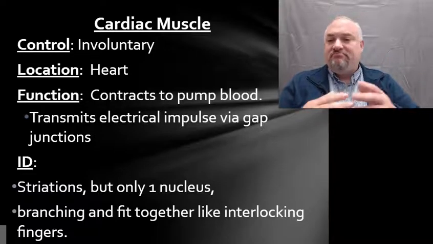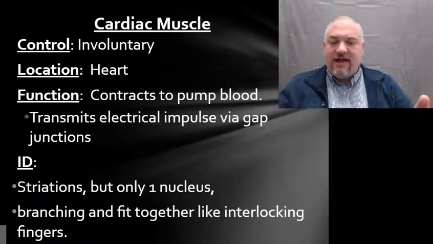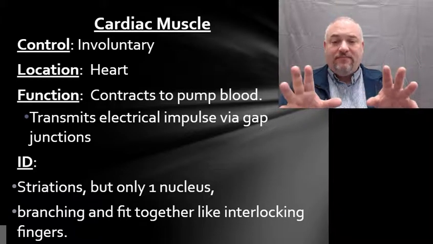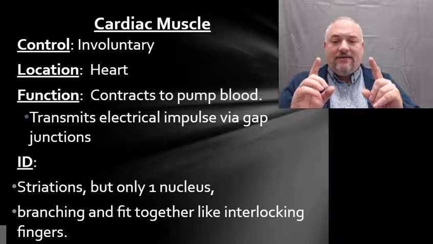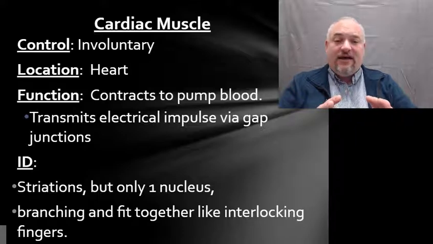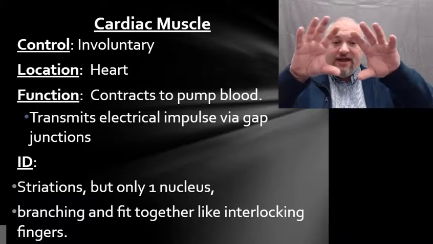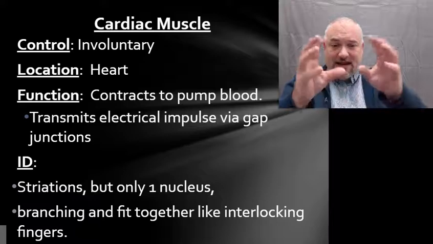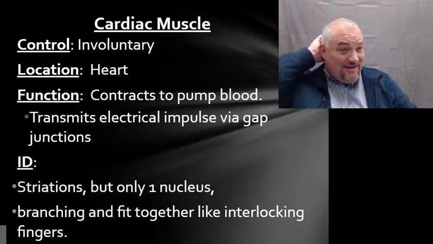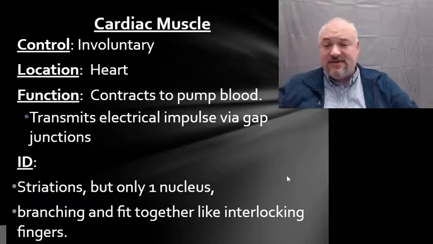Okay, its location is in the heart, as the name cardiac implies, and its job is to contract to pump blood around your body. Interesting thing, there are gap junctions in here that help it with the transmission of the electrical impulses that cause that contraction to happen in a sequential manner, so that certain parts contract before others in your heart. We'll talk about that when we get to the cardiovascular system itself.